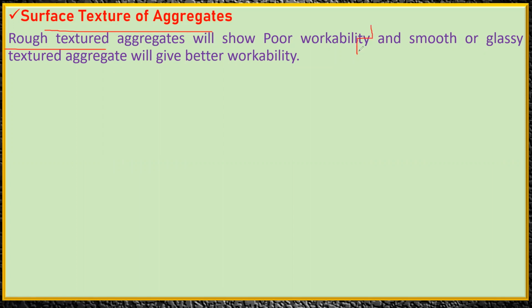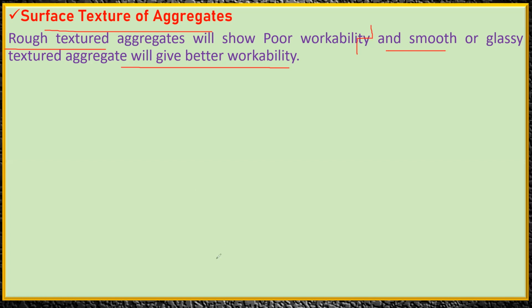So I have written it here, poor workability. And on the other hand, if you have a smooth surface, a smooth texture of an aggregate, then what is going to happen? Surface area is less, and if surface area is less, less amount of cement paste is required. And if less cement paste is required for covering the surface area, then more cement paste is remaining for the lubrication. If more cement paste is remaining for the lubrication, it's going to give me more workability, and that is what I require, right? So it's written here, it will give better workability if you're going for a smooth or a glossy textured aggregate.